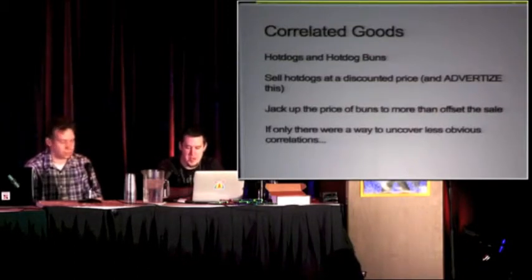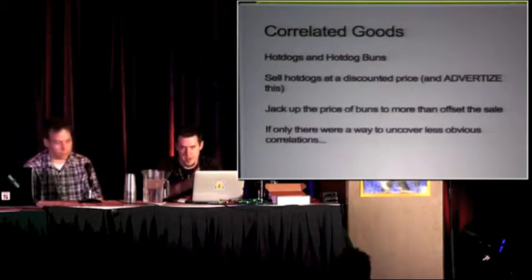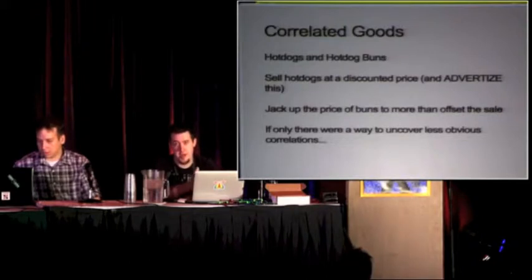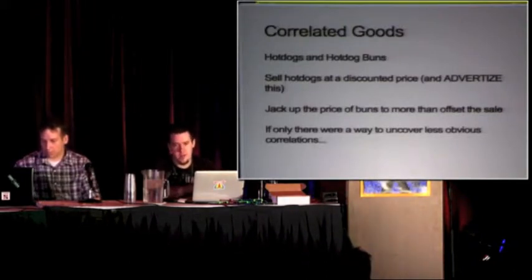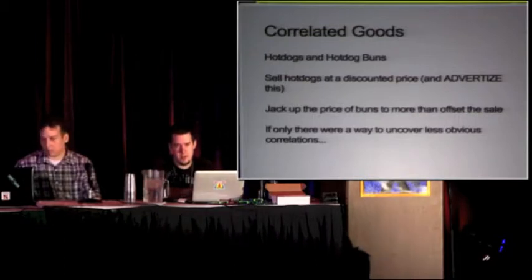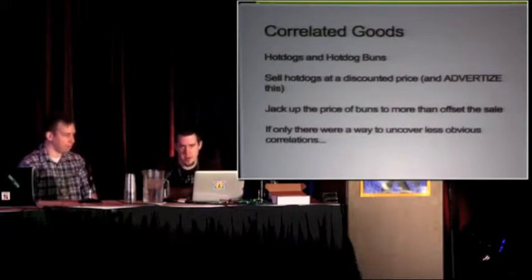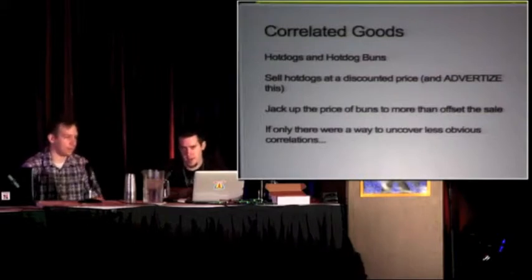But the initial idea is, say you have correlated goods, so hot dogs and buns. If you're a store, you can put the hot dogs on sale and advertise that they're on sale, but then maybe jack up the price of the buns kind of covertly, so maybe the customer is still not saving money. But that could be kind of obvious, hot dogs and buns, we know that's correlated. So statistically, you might want to find out what are correlated goods that aren't so obvious.